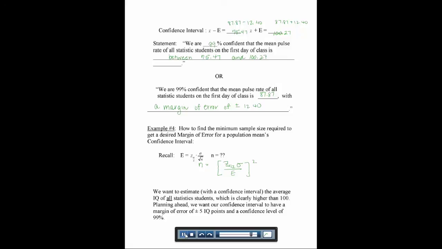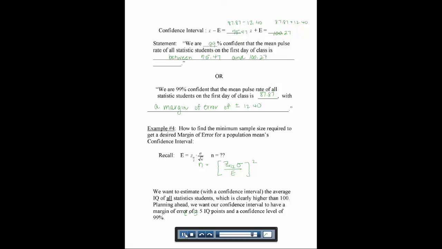So the problem says we want to estimate, with a confidence interval, the average IQ of all stat students, which is clearly higher than 100. That's just being funny, saying stat students are really smart. So planning ahead, we want our confidence interval to have a margin of error of plus or minus 5 IQ points. So that's going to be our E, which is 5, and a confidence level of 99%.